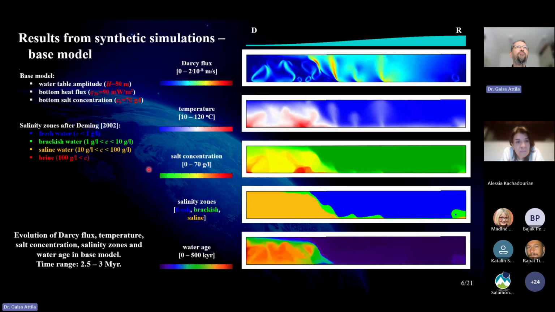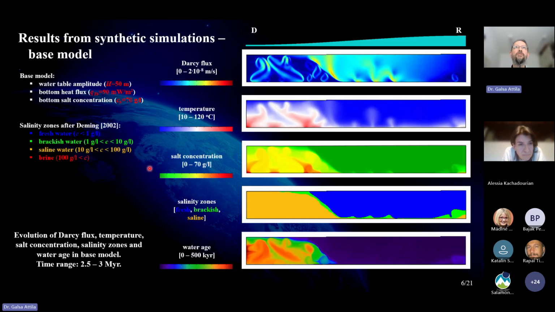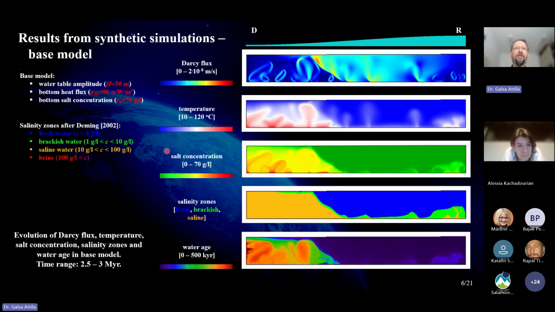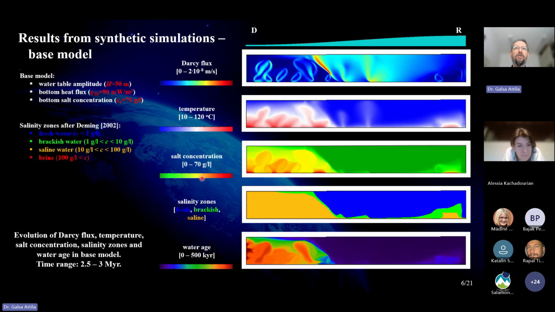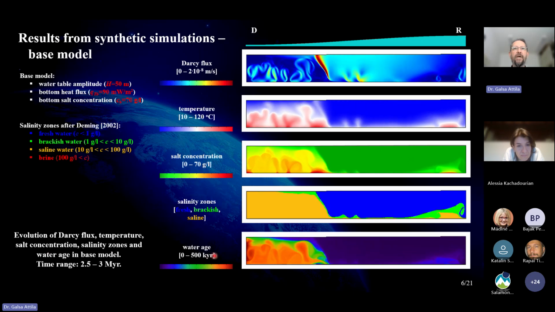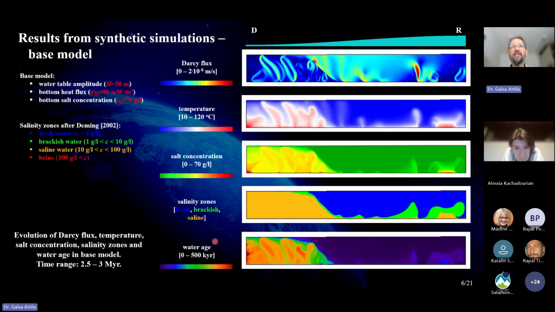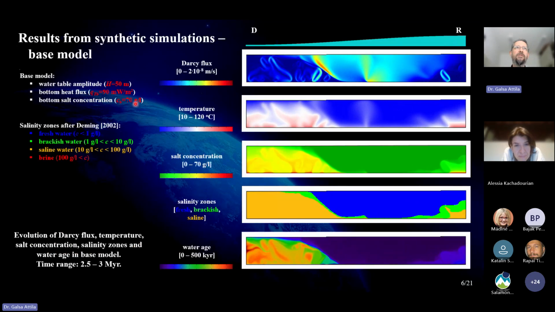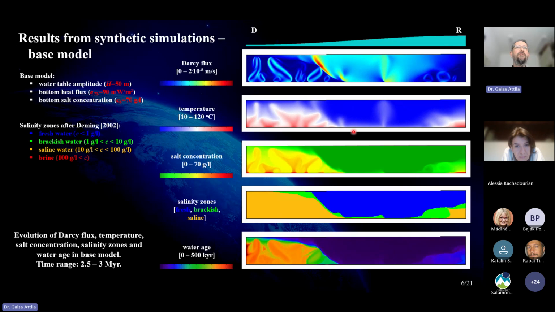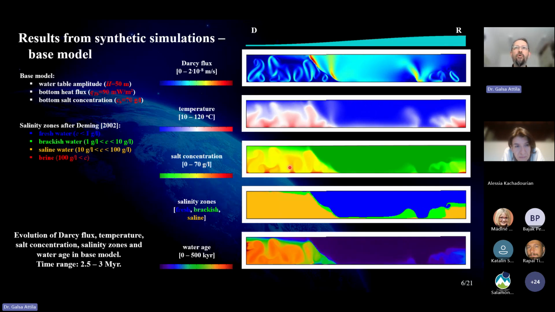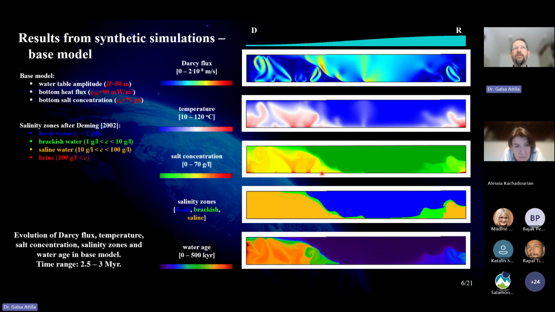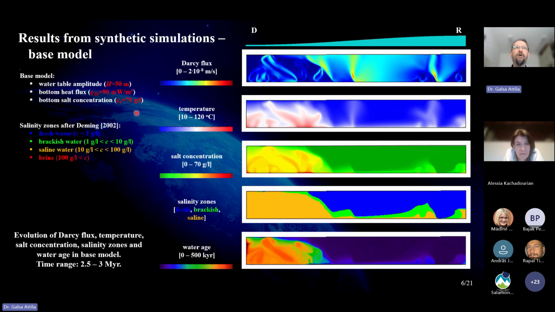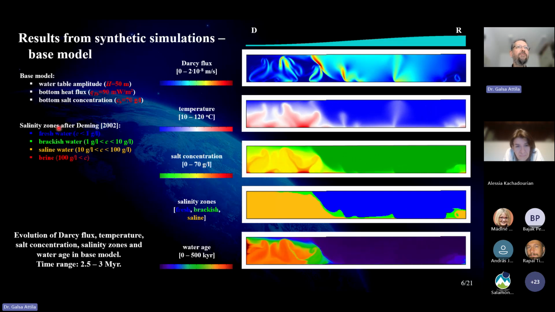So first, I would like to present the quasi-stationary solution of the magnitude of the Darcy flux, the temperature, the salt concentration, the salinity zones, and the water age in our reference model, our base model, with a water table amplitude of 50 meters, with a bottom heat flux of 90 milliwatt per square meter, and a salt concentration which was fixed at the bottom of the model domain as 70 gram per liter. By the way, the salinity zones were defined after Davis.